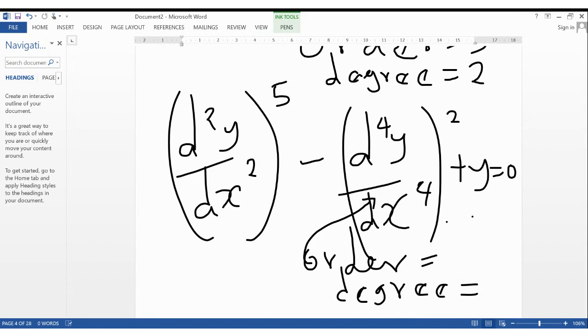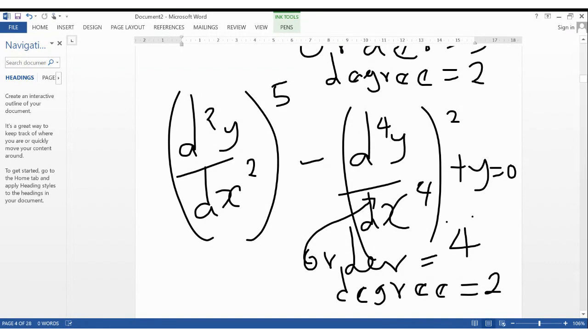Basically, we go now to the degree. The order is here. This order has been raised to which power? Has been raised to power 2. So the order is 4, the degree is 2. The 5 doesn't matter. Why? Because this one is not the highest order derivative. So you may make that confusion.